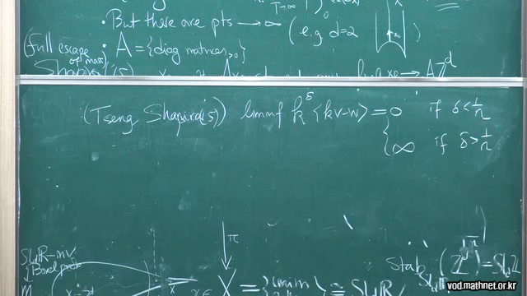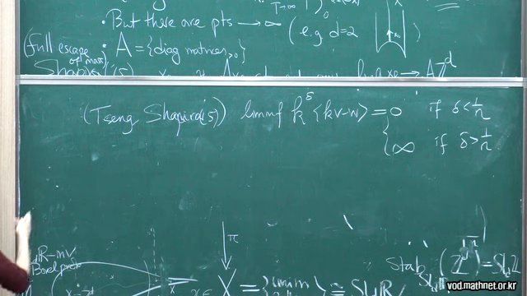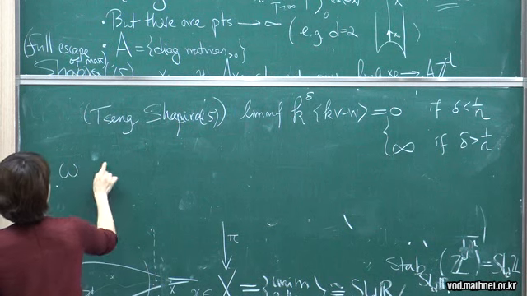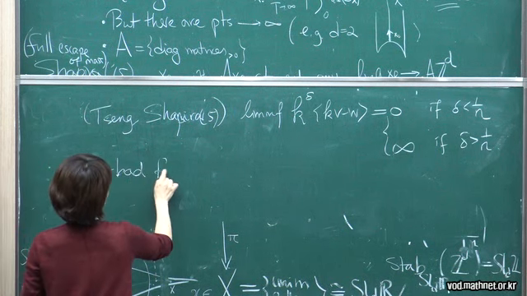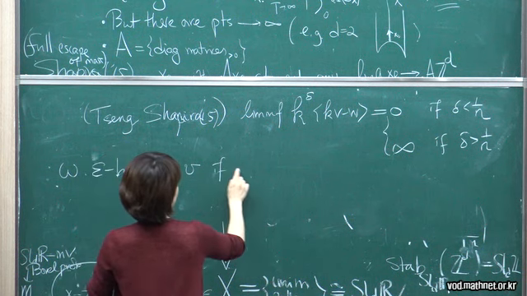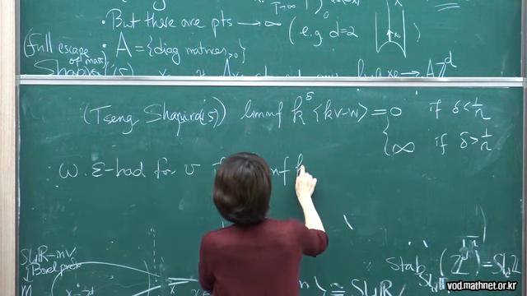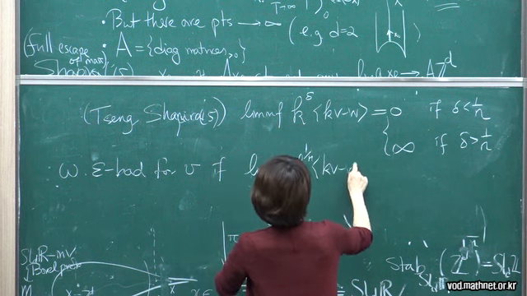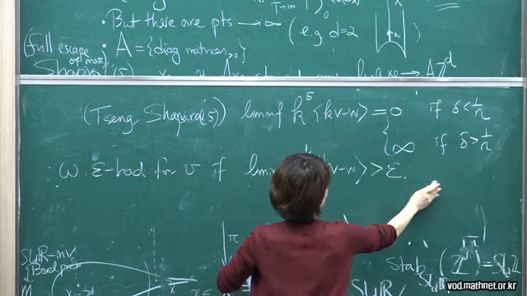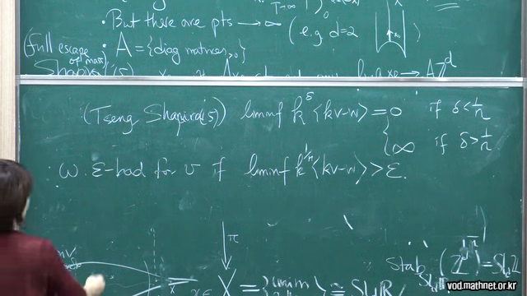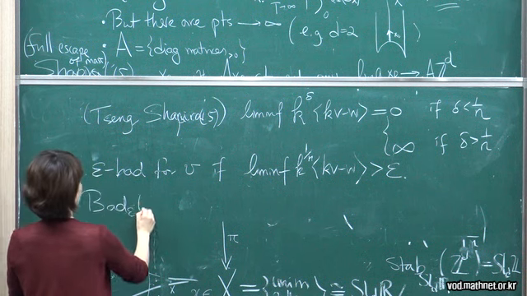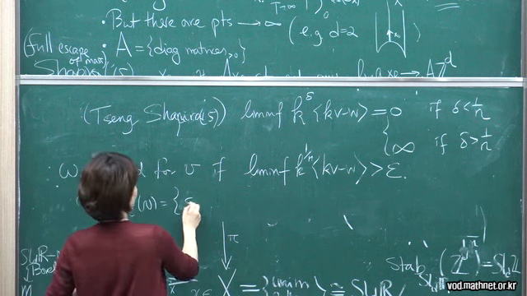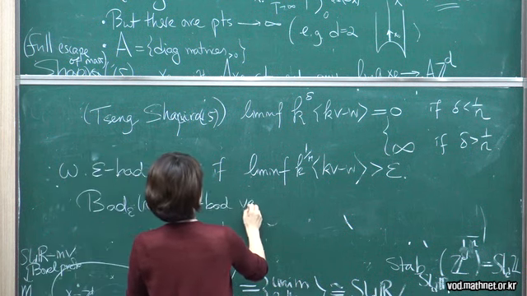So we're interested in the ones where the lim inf is not 0, that is, positive. The bad ones: W is an epsilon-bad vector for V if the lim inf is bigger than epsilon, so kV minus W is bigger than epsilon. And let's call Bad epsilon of V the set of all epsilon-bad vectors.